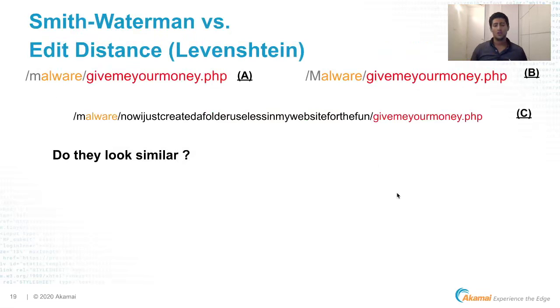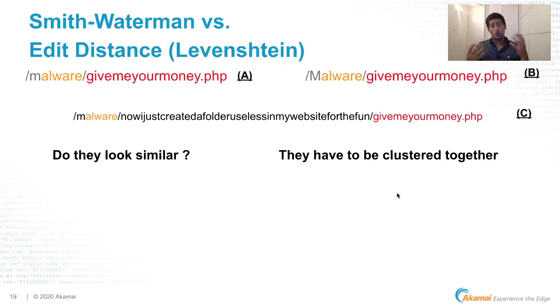Let's take a look at those 3 paths. And the question that I want to ask you is, do they look similar? I'll leave you 2 seconds. Of course, they have to be clustered together. So we need to find a distance that puts them close to each other. Let's test Levenshtein distance and Smith-Waterman distance. I didn't explain yet what Levenshtein and Smith-Waterman are, but we can compute them. Between A and B, we have 1 for Levenshtein and 28 for Smith-Waterman.